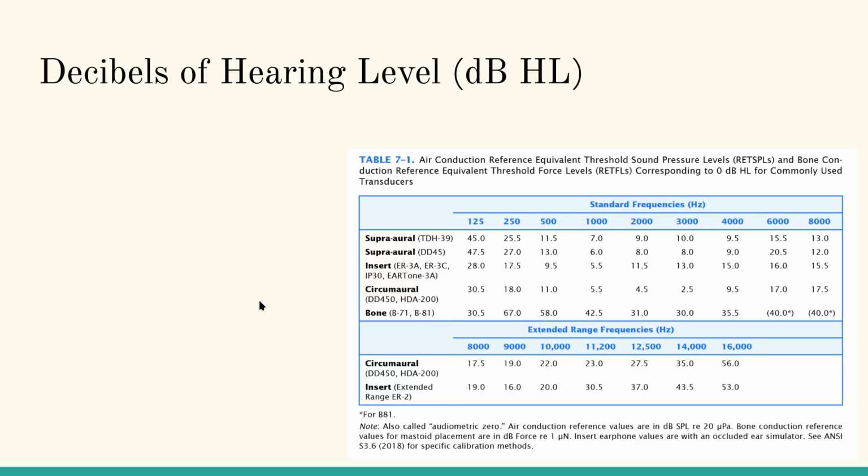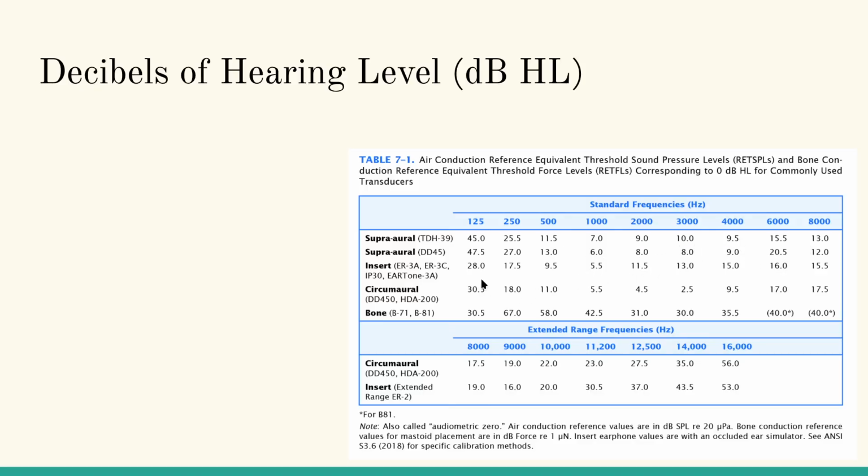So here on this graph, let's look at standard frequencies for a moment. We've got supra-aural, insert, and circumaural. These are all using RETSPLs, and they're all different values because different transducers have different RETSPL values, and they have different RETSPL values depending on the frequency. You can even see supra-aural headphones, depending on the model, have different RETSPL values.